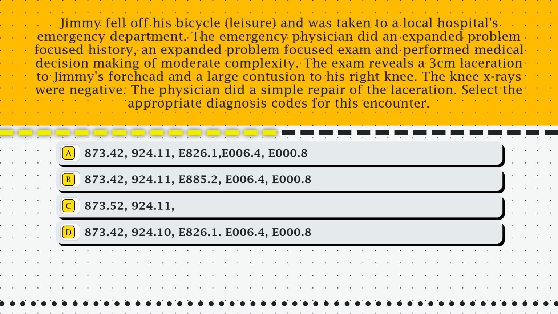Option A, 873.42, 924.11, E826.1, E006.4, E000.8. Option B, 873.42, 924.11, E885.2, E006.4, E000.8. Option C, 873.52, 924.11. Option D, 873.42, 924.10, E826.1, E006.4, E000.8.